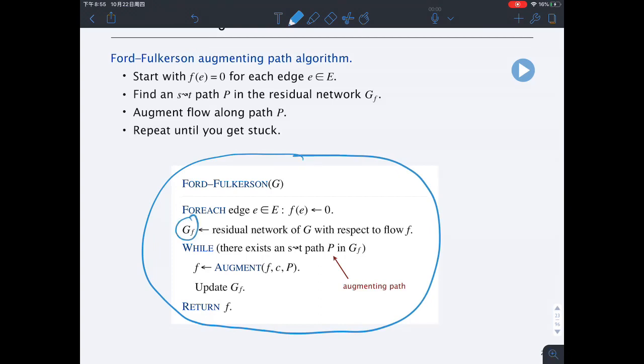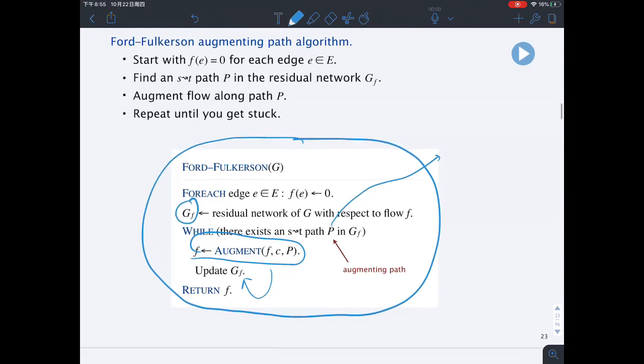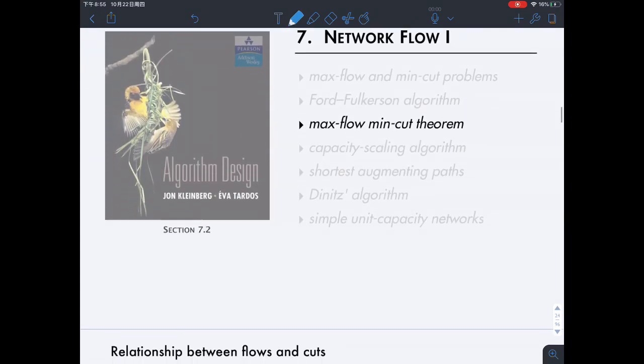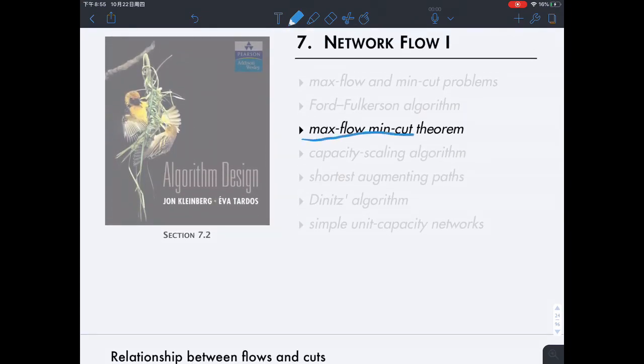Basically, we start with the residual graph. We find the S-T connected path and update the residual graph, and I keep doing that until, even within the residual graph, S and T are not connected anymore, right? So it's really just the pseudocode or summary of the example we have seen just now. Now let's move to the more important part.